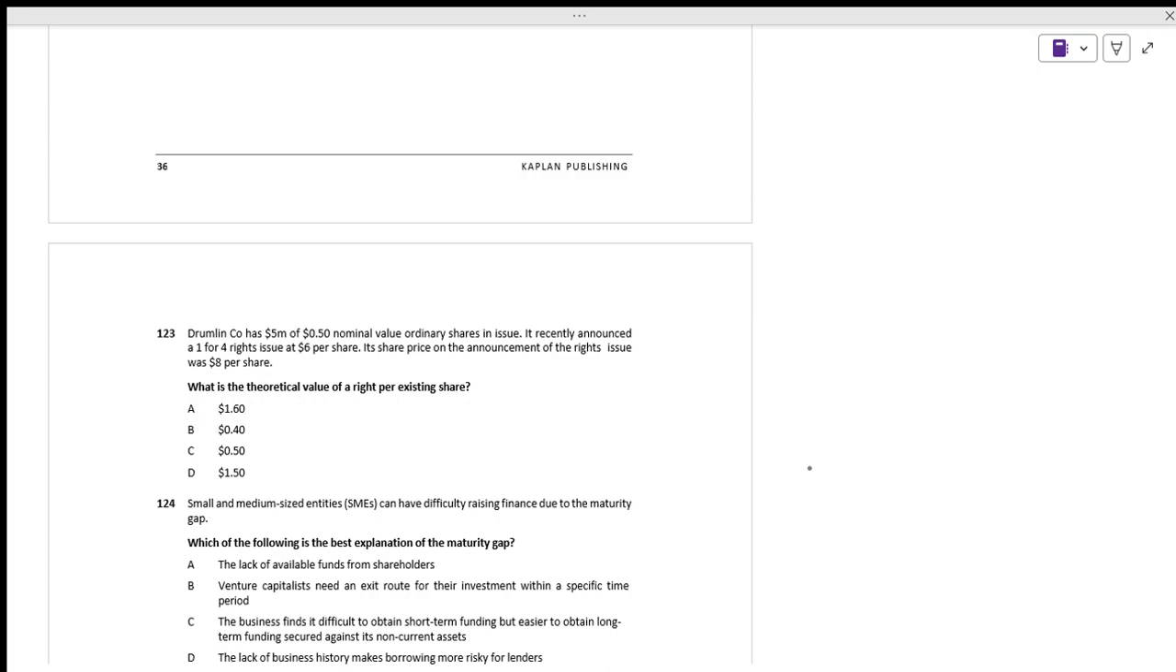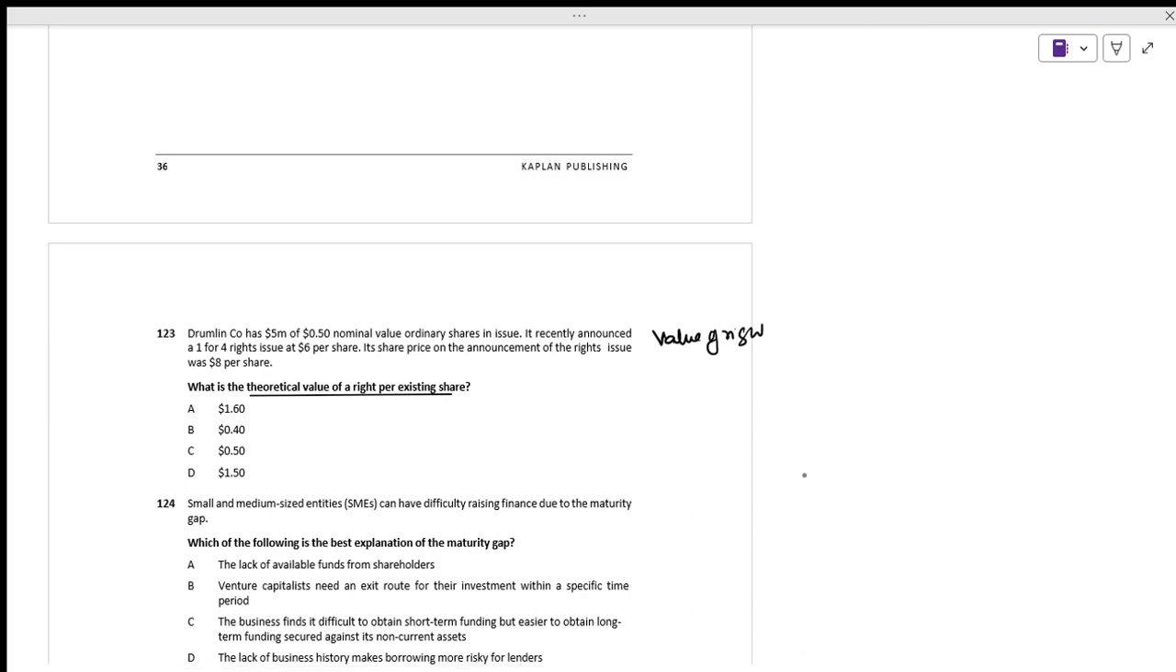Dermin has 5,050,000 nominal value of ordinary shares in issue. It recently announced a 1-for-4 rights issue at 6 per share. Its share price on the announcement of the rights issue was 8 per share. What is the theoretical value of a right per existing share? We have to take into consideration the value of the right. What is the value of the right?